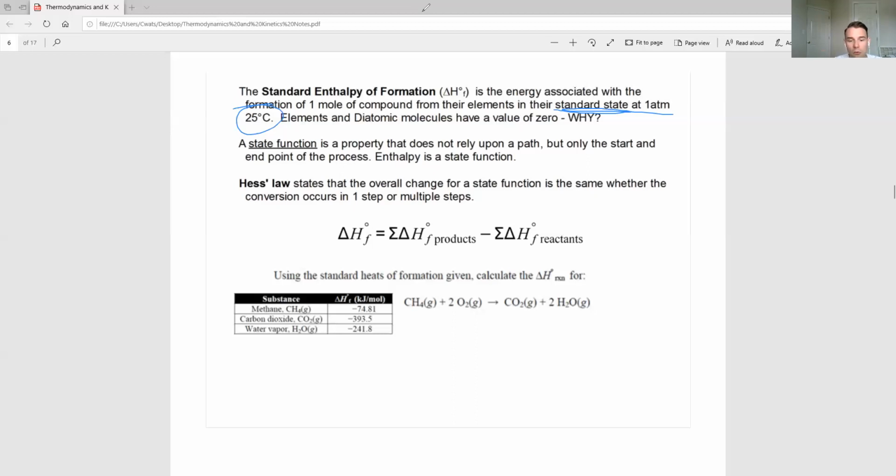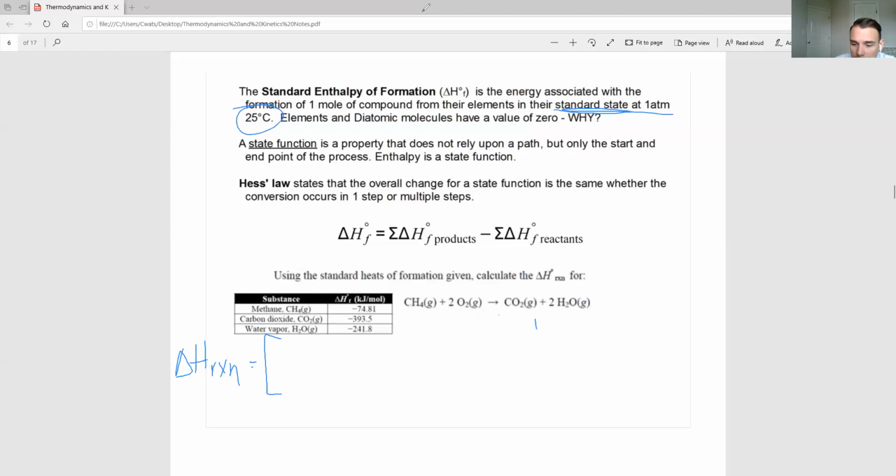We can calculate the delta H from the formation enthalpies. It's going to be equal to the sum of the delta H of formation of the products minus the sum of the delta H of formation for the reactants. So using these enthalpies of formation, we want to calculate the delta H for the reaction. Okay, so the delta H for the RXN, which is the reaction, will be equal to, again, products minus reactants.